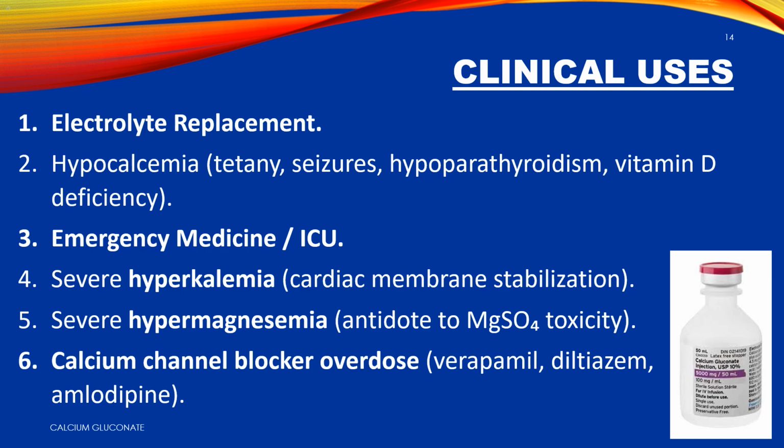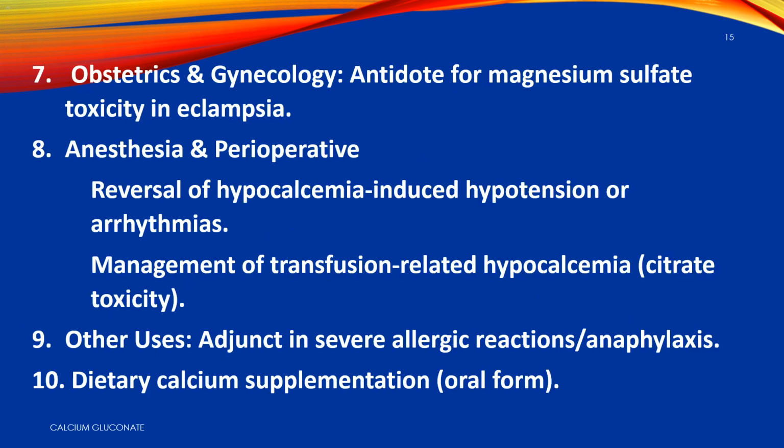5. Severe hypermagnesemia. Calcium gluconate acts as an antidote to counteract the toxic effects of high magnesium levels, such as those caused by magnesium sulfate. 6. Calcium channel blocker overdose. It treats overdoses of medications like verapamil, diltiazem, and amlodipine by restoring normal calcium influx into cardiac and smooth muscle cells. 7. Obstetrics and gynecology. Calcium gluconate is used as an antidote for magnesium sulfate toxicity in eclampsia, helping to prevent complications.